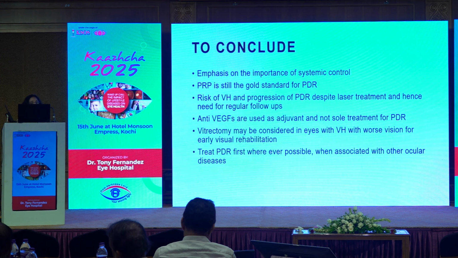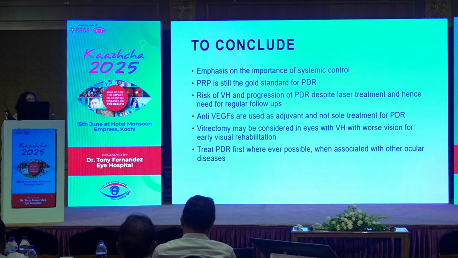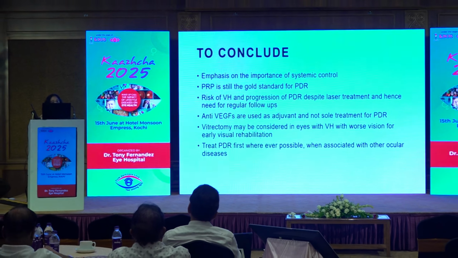So to conclude, emphasis on the importance of systemic control. PRP is still the gold standard. A risk of VH and progression of PDR despite laser treatment can be there, so the patient needs regular follow-up. Anti-VEGF can be used as an adjuvant. Vitrectomy can be considered in eyes with VH with worse vision or for early visual rehabilitation. Treat PDR first wherever possible when associated with other ocular diseases.